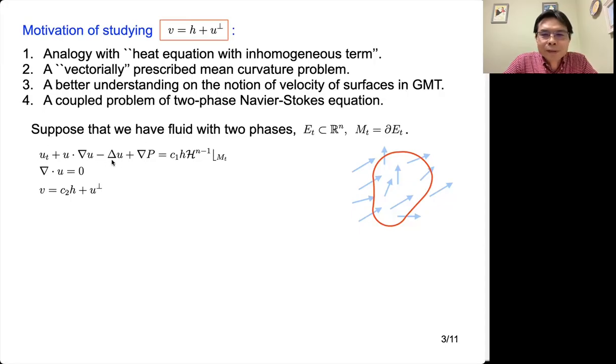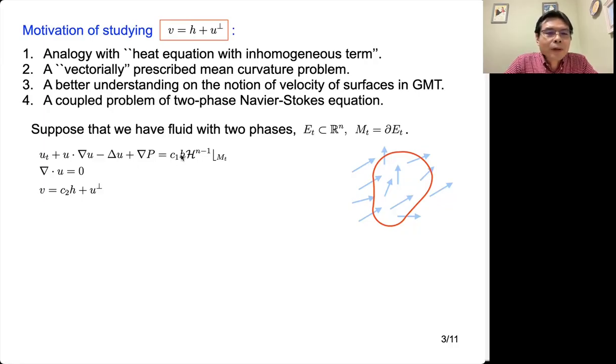This is like the left-hand side of the Navier-Stokes, where p is the pressure, and also this incompressibility condition, divergence of u is equal to 0. Now the right-hand side has this extra term, which is the so-called surface tension effect coming from this boundary. Okay, so this is a very well-studied problem.